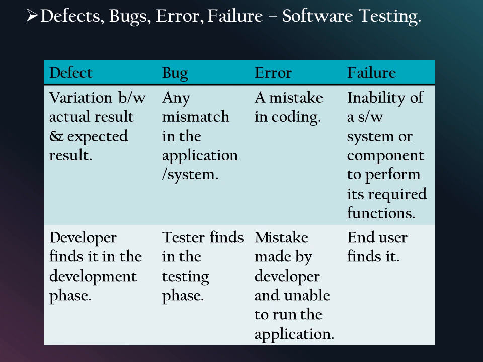A mistake made during coding by the developer is called an error. Actual result not equal to expected result, then it is called a defect. That is variation between actual result and expected result. Bug is same as defect. The only difference is bug is the terminology used by the tester and defect by the developer. That is what I mentioned as a second difference. Developer finds it in the development phase and bug, tester finds it in the testing phase.